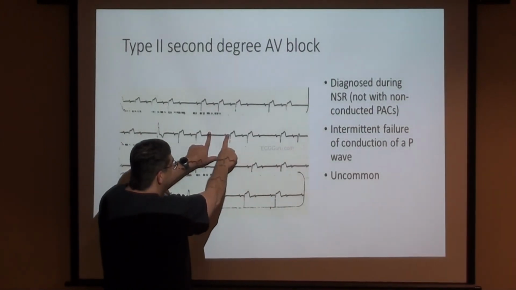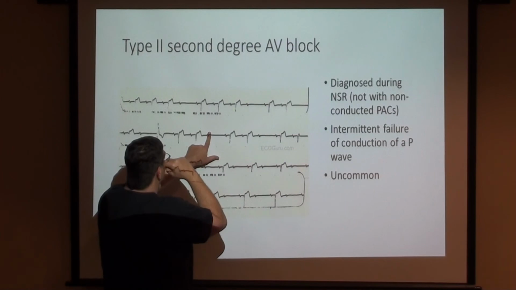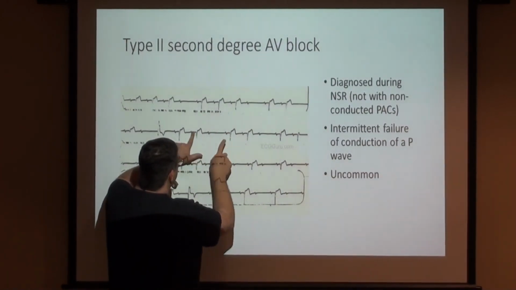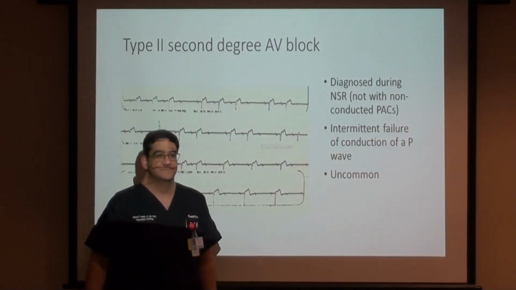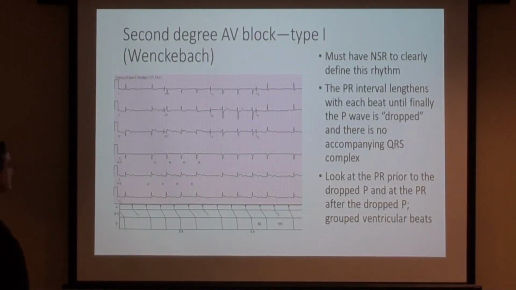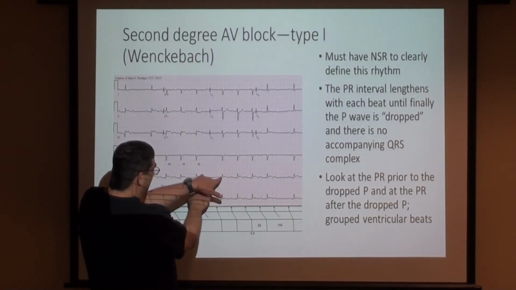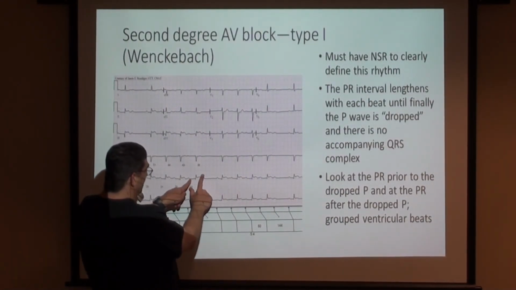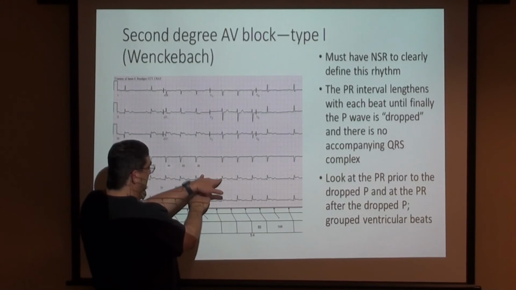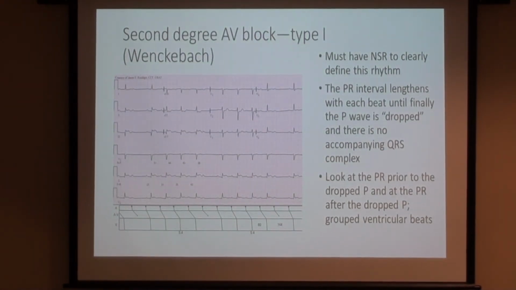Look at the PR interval after, the PR interval before. If this one's shorter than this one, it's Wenckebach block. All right? Blocked P wave, PR interval after, PR interval before. The PR interval before is longer than the one after. Wenckebach block. Done. Make it that simple.